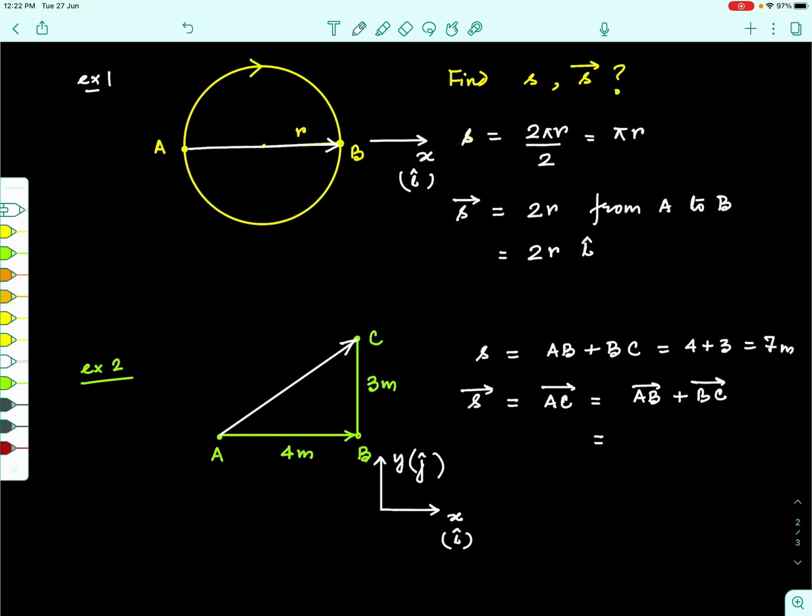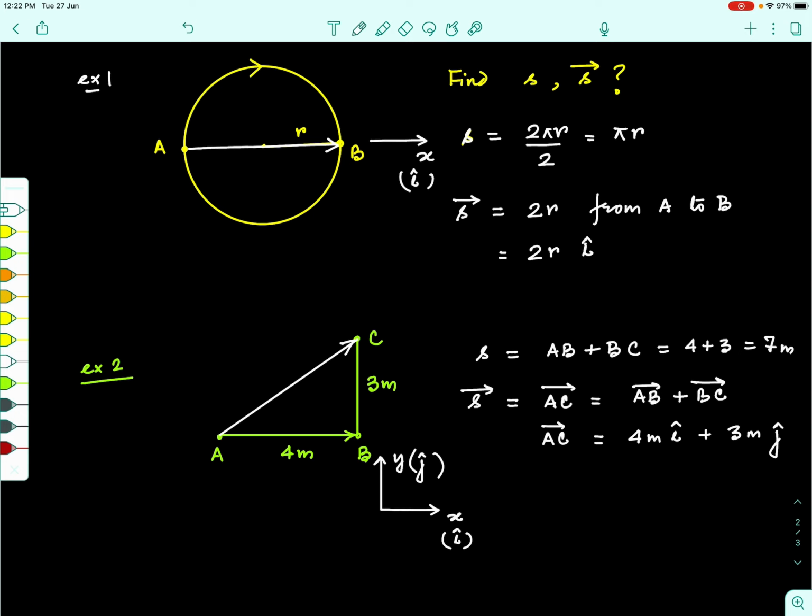Vector AB, we can write it as 4 meters i cap, whereas the vector BC can be written as 3 meters j cap. So this becomes your vector AC, the displacement vector S.